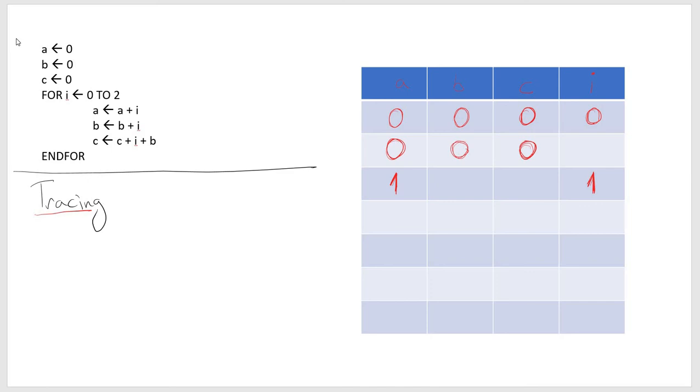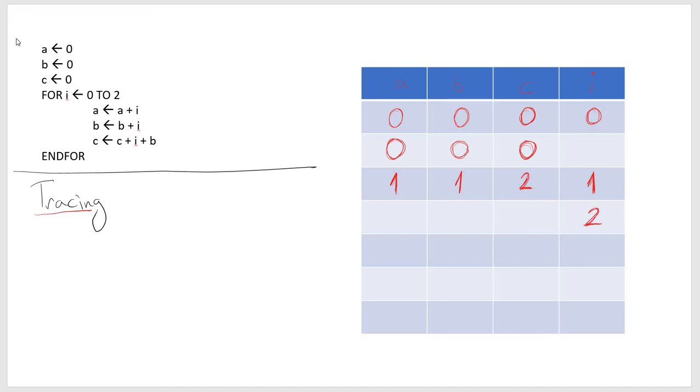The same thing is going to happen for B, so B is going to be set to 1 like so. C is going to be set to C, which is 0, plus I, which is 1, plus B, which is 1, so C is assigned to the number 2. Now we iterate the loop again, and we increment I to 2, and we know the loop is going to run this time, because we said we need the for loop to run all the way up to when I is 2, so this is the last time it's going to run.